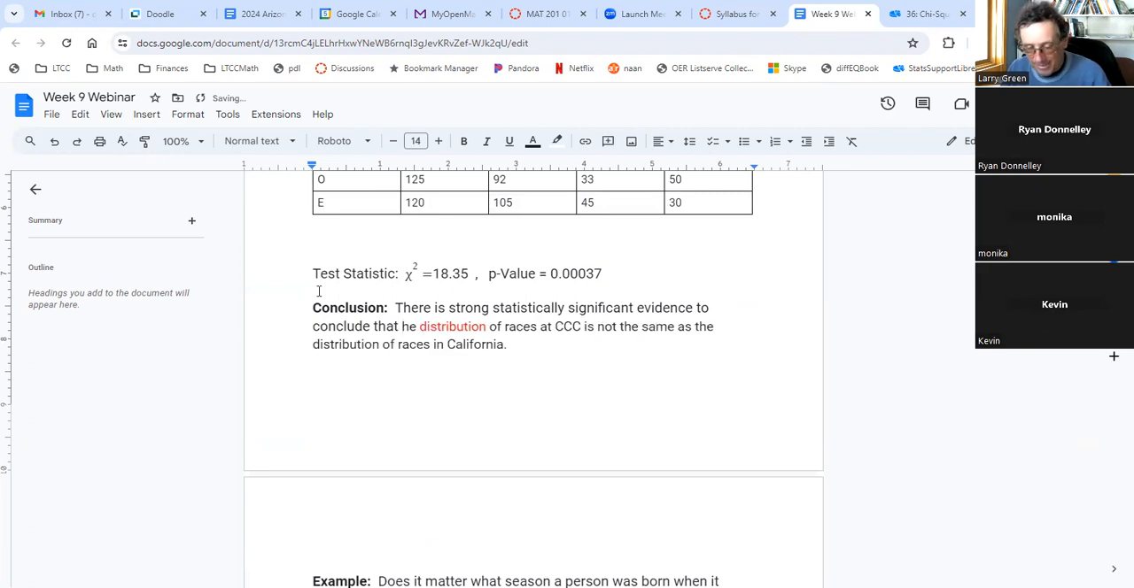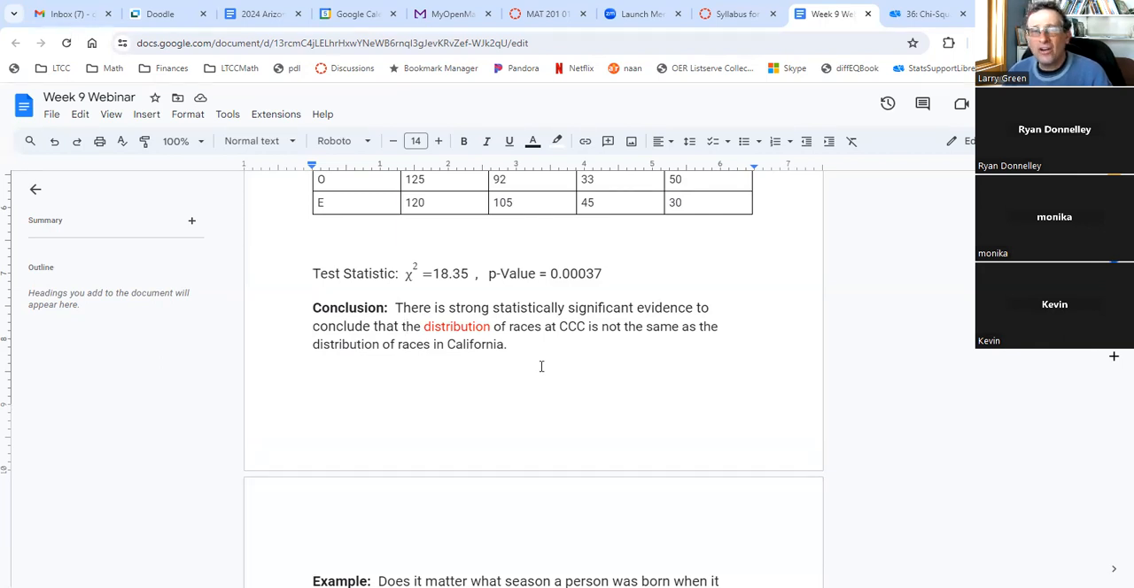So not capital T. The distribution of races at California Community Colleges is not the same as the distribution of races in California. Any questions at all? Any questions on the conclusion?